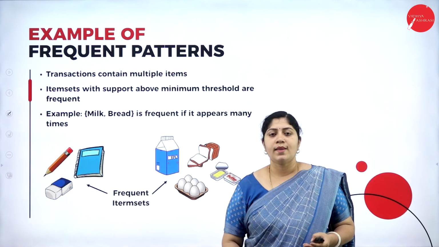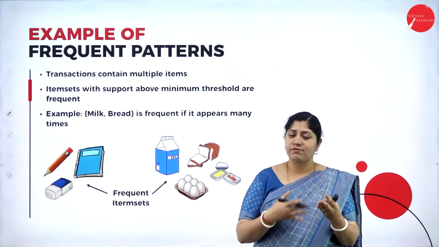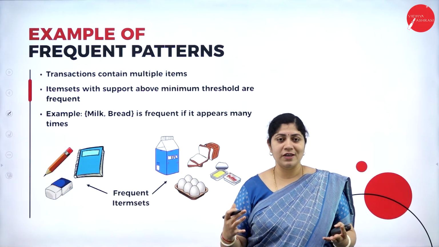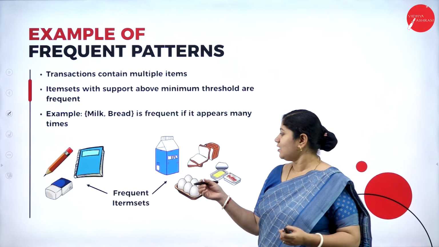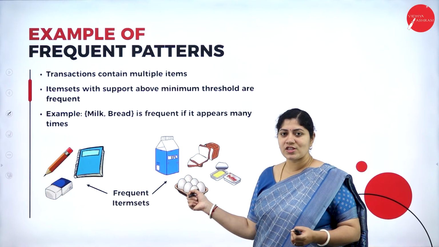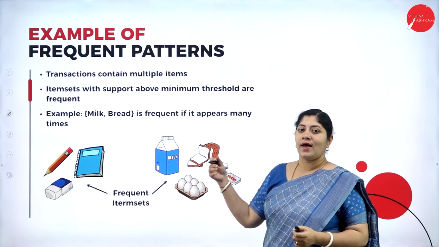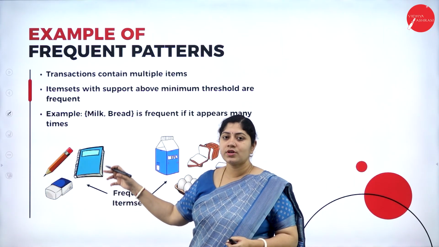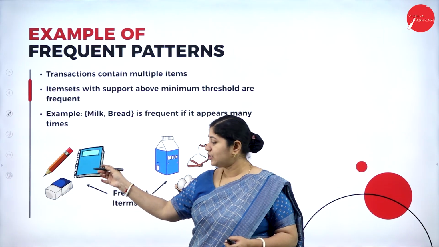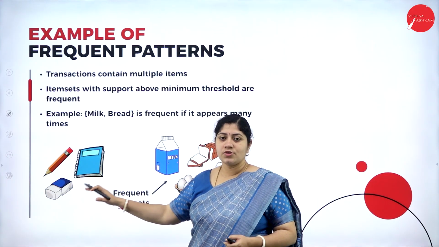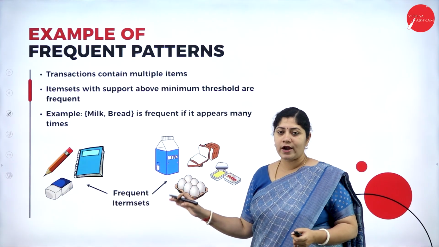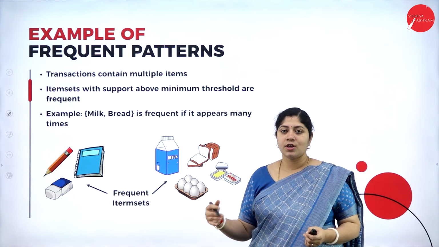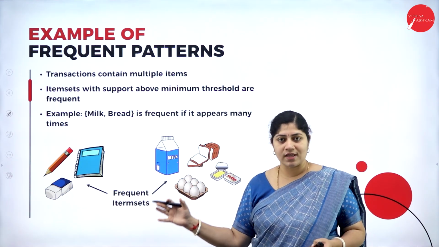Let's move forward. Now let's see a simple example of frequent patterns that we use in our day-to-day life. It's none other than the milk, bread, butter and egg combination. Also, as a student, we utilize a book, a pen or pencil, and an eraser. So these are the frequent item sets that we utilize in our day-to-day life, correct? So this is just a small example.